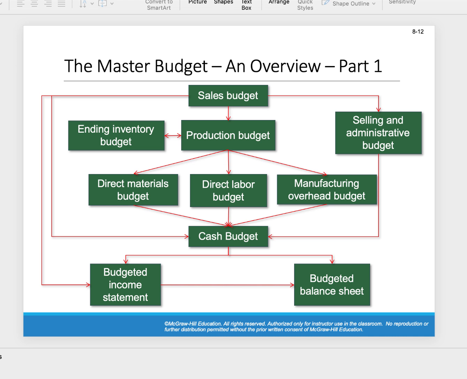Okay. From the production budget, we can do the direct labor budget. Then we can do the manufacturing overhead budget. So all three of those are done after we have created the production budget.